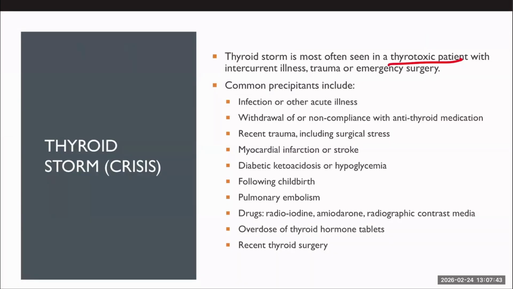While they're having the event, or something that precipitated the event, illness, trauma, or emergent surgery can cause them to go into a thyroid storm. So precipitants include infection and non-compliance with your anti-thyroid medication. The medicine is supposed to keep the thyroid levels at bay. You stop taking it, they start rising immediately and put you in a thyroid storm.